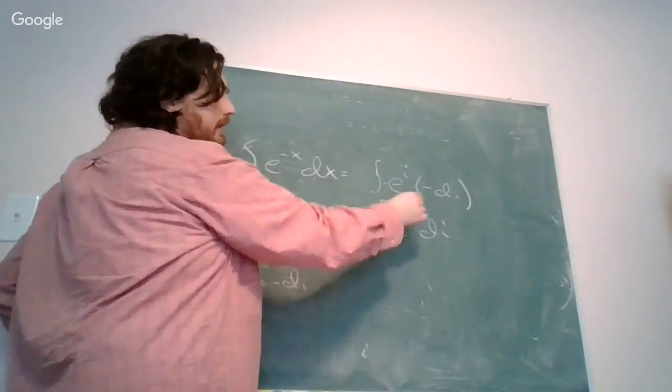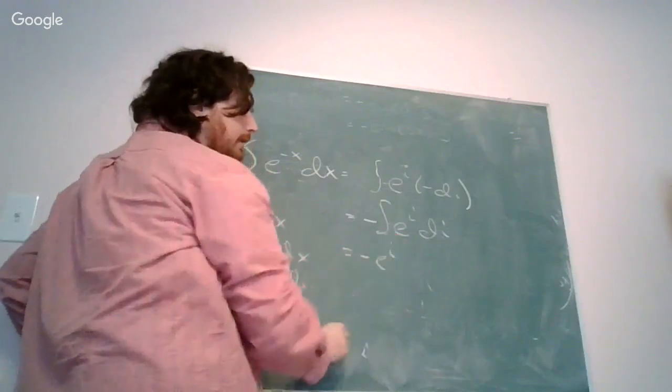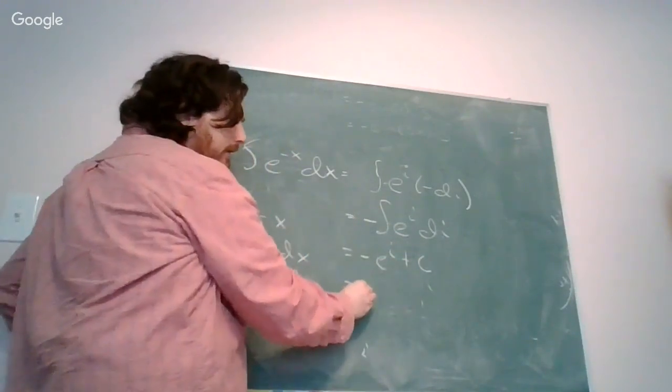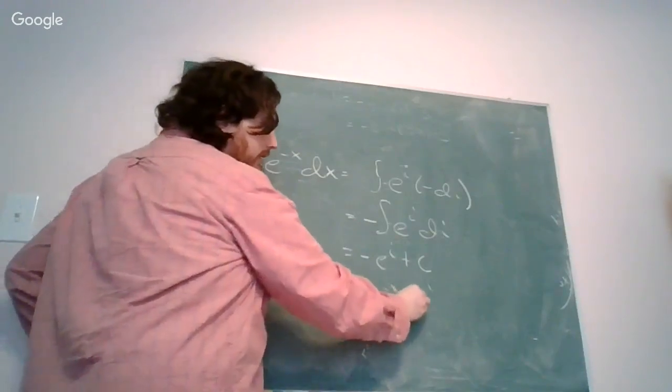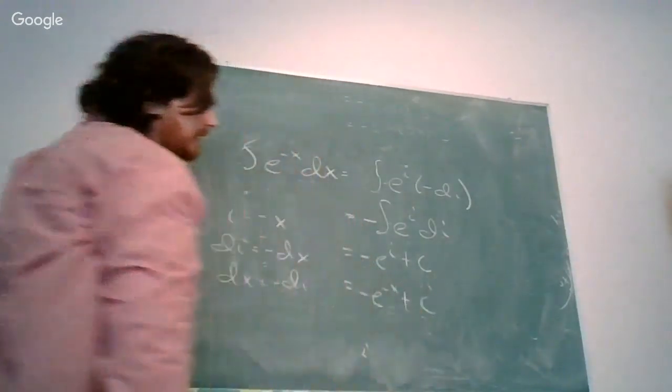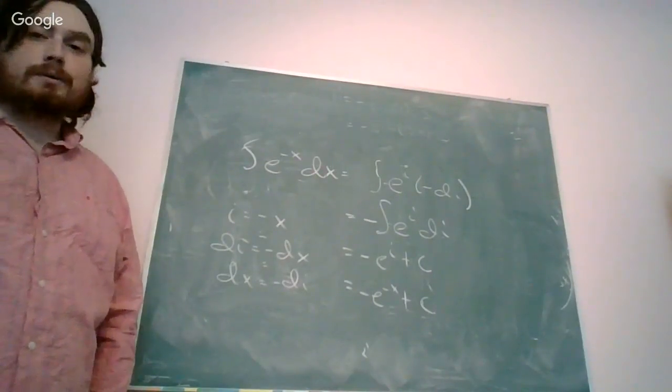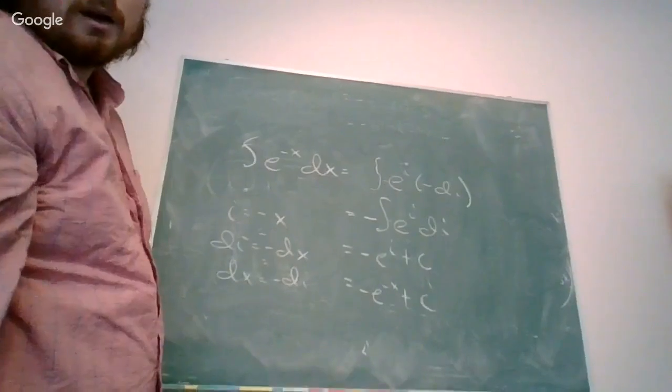And the integral of e to the i is just e to the i because the derivative of e to the i is e to the i. I need a plus c. And the last step is to plug in i. And so I get negative e to the negative x plus c is my general antiderivative for that one.